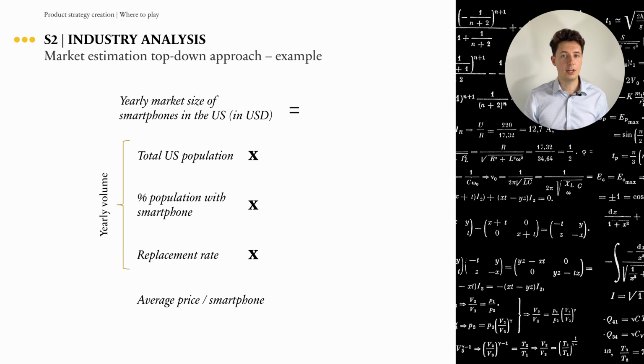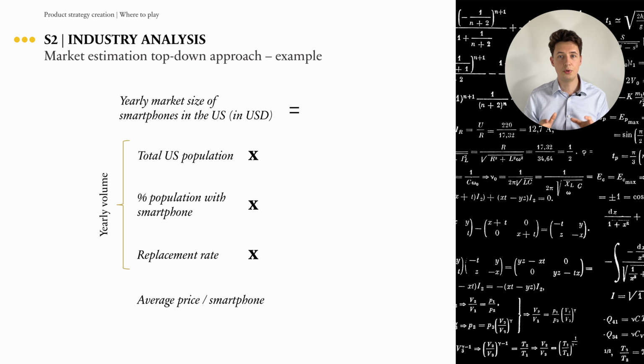In order to calculate this, I will first write down my formula, starting with the annual volume of smartphones purchased in the US. So I need to know the total population in the US, the percentage of population with a smartphone, and the percentage of population that will replace their smartphone this year. Multiplying all these parameters should give me a rough estimate of the volume.